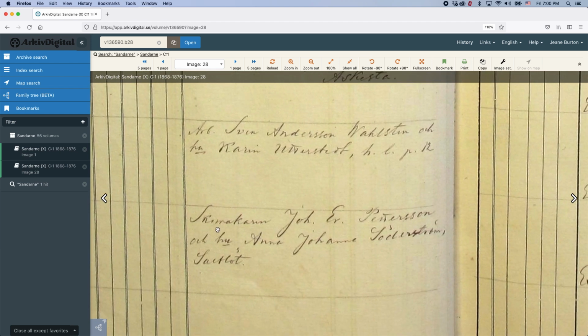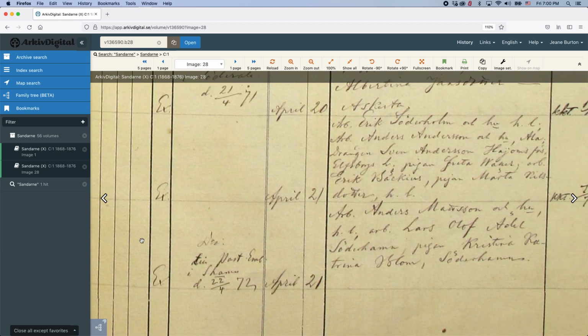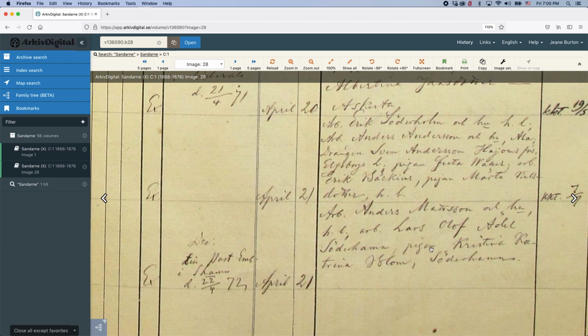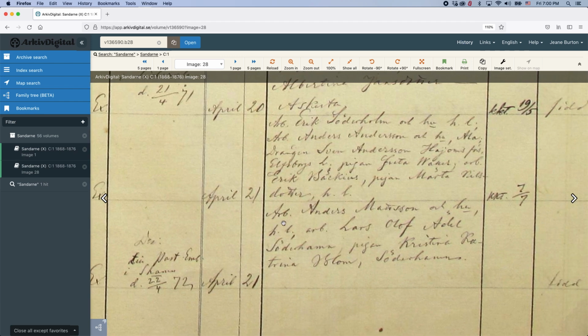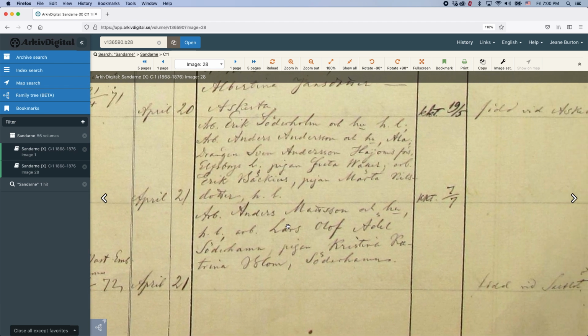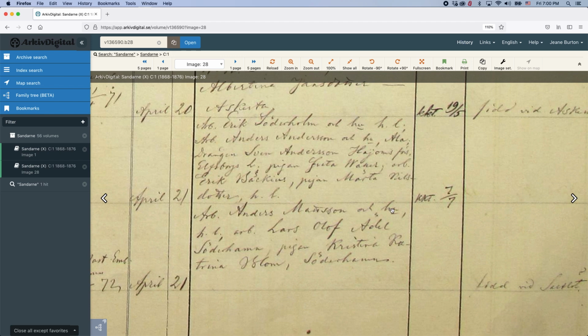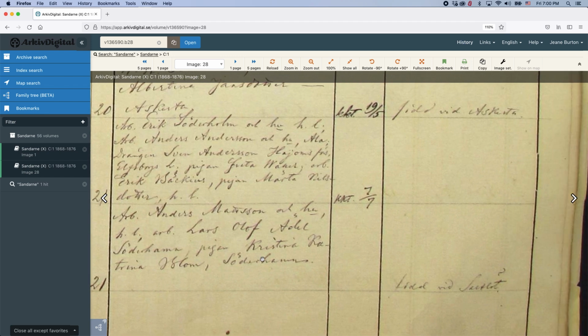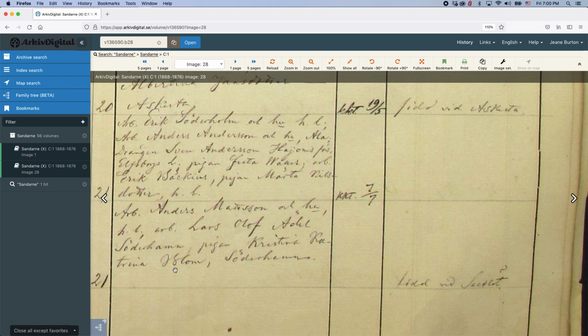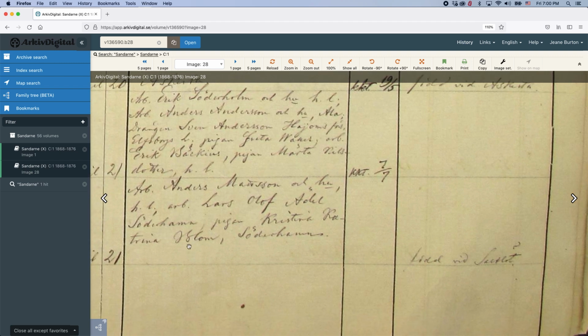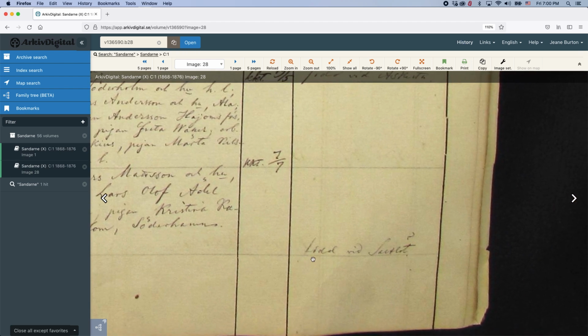Where were the parents? So here's the Skolmakeren, and we're going to come along here. This section right here is for witnesses. This is abbreviated Arbiter Anders Mattsson, meaning the worker Anders Mattsson, and Oak, and his hustru from this area, and he's then the worker Arbiter Lars Olaf, and they're from the same area, Söderhamn, and Pigen, Christina Katarina Blom from Söderhamn. And then over here, it's a word, and that is a hard word to understand.